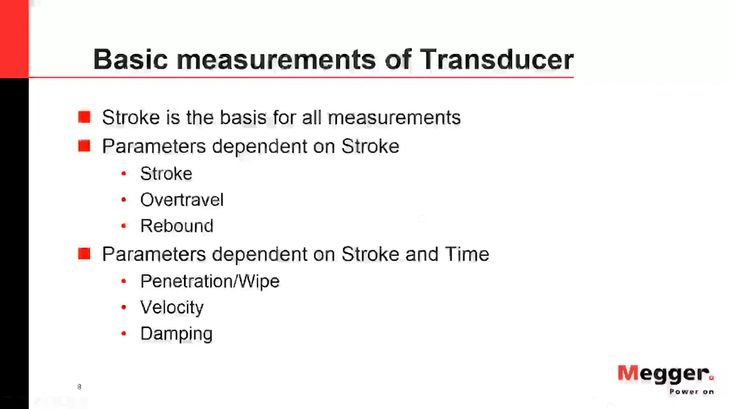So when we're talking about the transducer, really stroke is the basis for all the measurements. You're going to hook up this transducer and see the difference between open and close, and get that stroke. Then we can also see how far it overshot for over travel, rebound, and some of those parameters. But you also have some parameters that depend on both the stroke and the times, or the stroke and the contact touch that you're measuring. These are things like penetration or wipe, your velocities, and your damping.